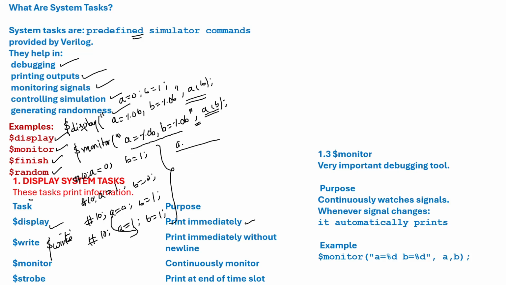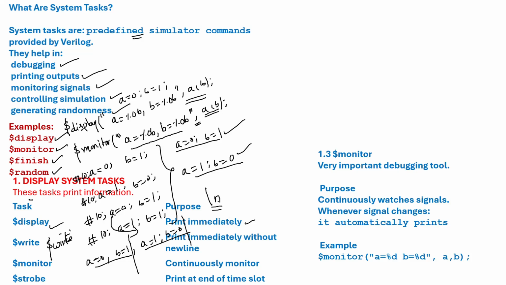The first line, a equal to 0, b equal to 1, we got the output displayed here. And then you write another display statement, a equal to 1, b equal to 0. This will be taken on a new line for the next simulation. But $write is not like that. So a equal to 0, b equal to 1 is one simulation, and a equal to 1, b equal to 0 is the second simulation. It is hard to identify which is first and which is next, because it is not taking a new line automatically. We need to write the new line, \n.